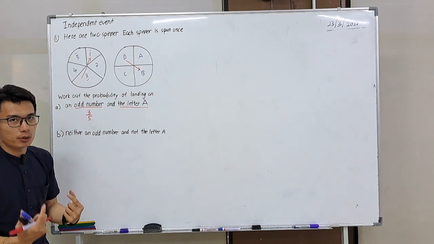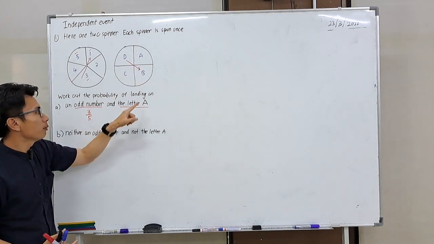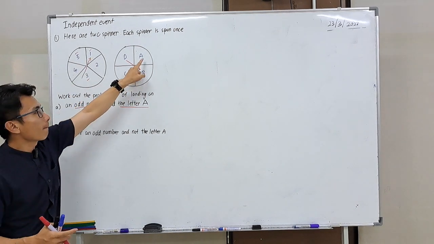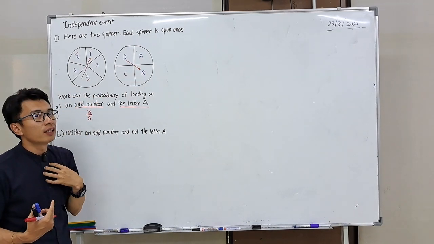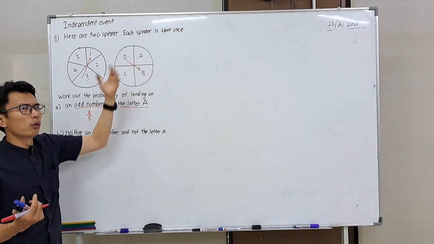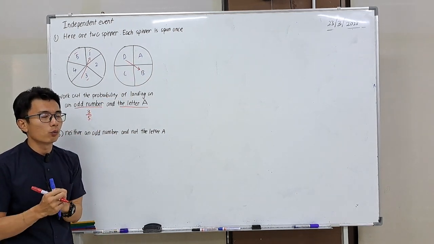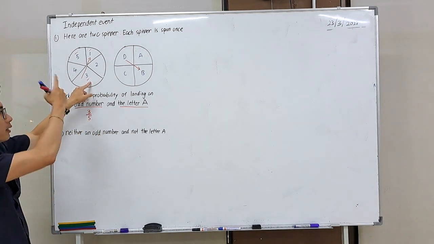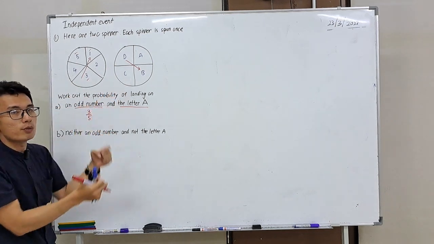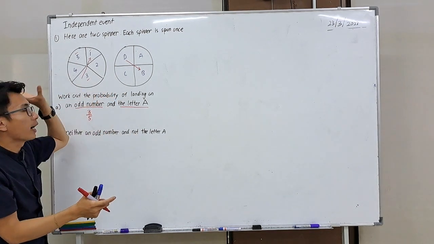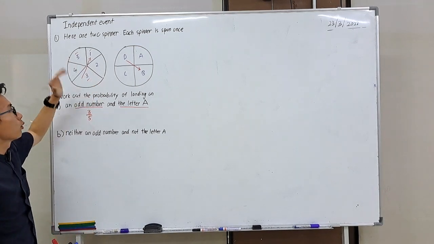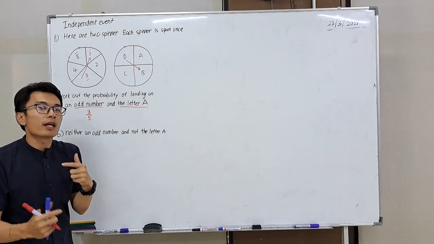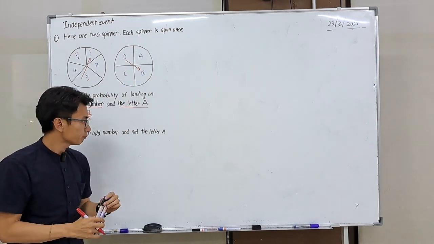What I'm interested in right now is the probability that I will get the letter A. So will this result affect my result over here? Will I have a higher chance of getting A, or a lower chance, or will there be no difference? The answer is there will be no difference. This is its own wheel, which means they are independent. Whatever I get over here will not affect the result I get over here. So that is what an independent event is.